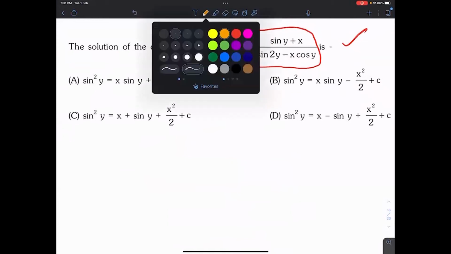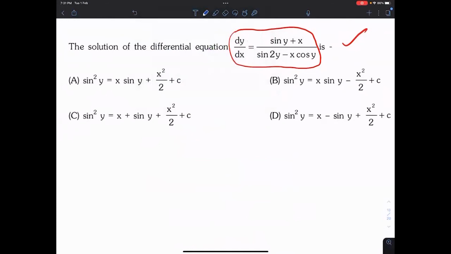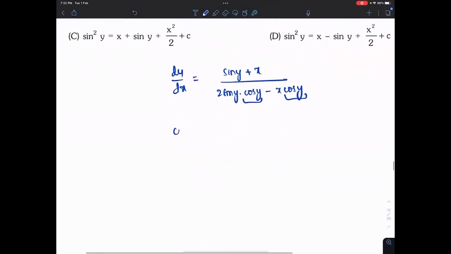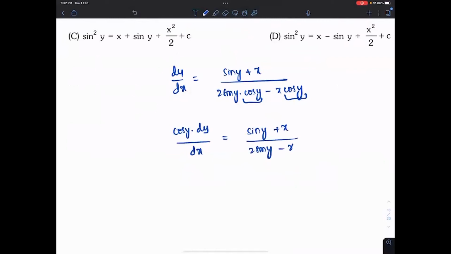Okay. First, what we do is here, dy by dx, I can write this one as sine y plus x is there. And what is sine 2y? 2 sine y into cos y minus x cos y. I think from the denominator cos y will be common, and multiply it to the left side. What do you get is cos y dy by dx is equal to sine y plus x by 2 sine y minus x. This is what we are getting.